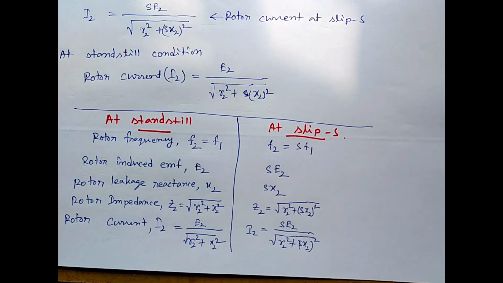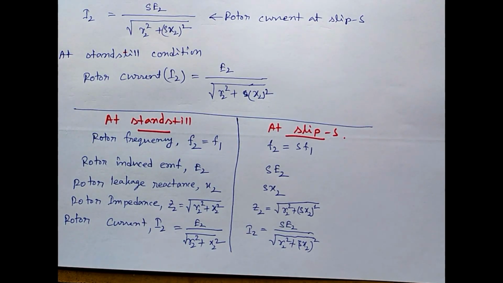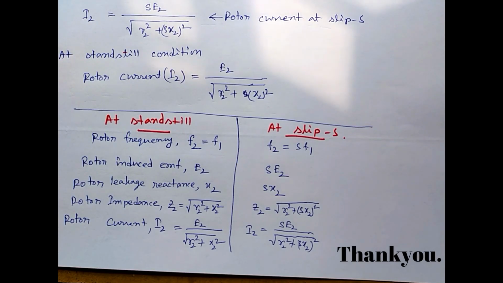So these are the parameters of the induction motors. At standstill condition means when the rotor is not rotating, that means Nr equals 0, at the time of induction motor starting. And at slip s means when the rotor is running at the speed of Nr. So these are the parameters we derived.